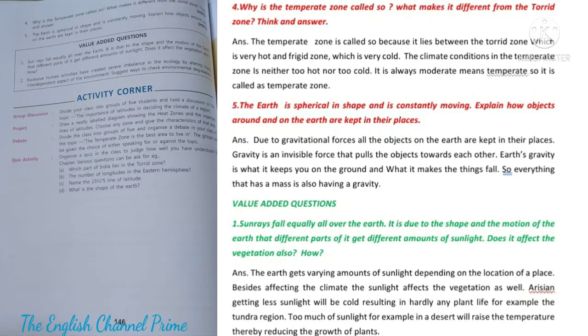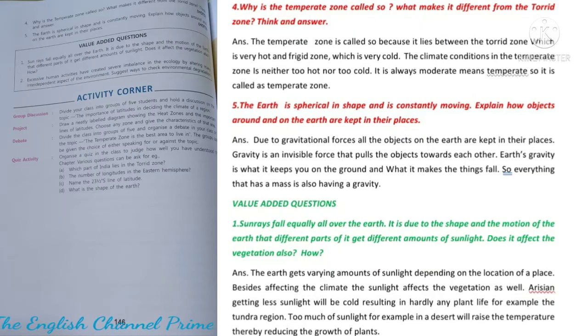Done, children? Now children, value added questions for this chapter. First question, sun rays do not fall equally all over the earth. It is due to the shape and the motion of the earth that different parts of it get different amounts of sunlight. Does it affect the vegetation also? How? So let's discuss. Yes, students, the earth gets varying amounts of sunlight depending on the location of a place.